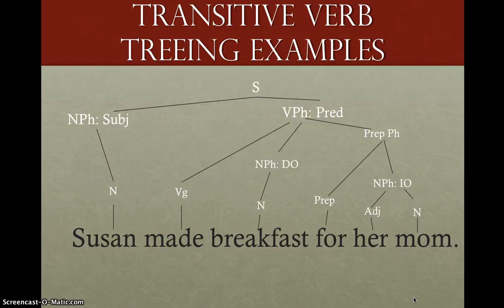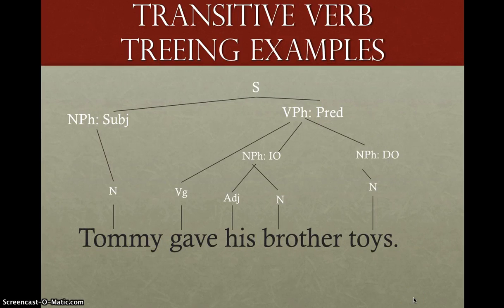Let's take a look at another example. Tommy gave his brother toys. All right, so he's actually giving something. Tommy is our noun, our subject. He's giving something, our verb to give. Okay. Is he giving his brother? No, he's not giving his brother away. He's actually giving away the toys. So therefore, toys is the direct object. We have the direct object afterwards.